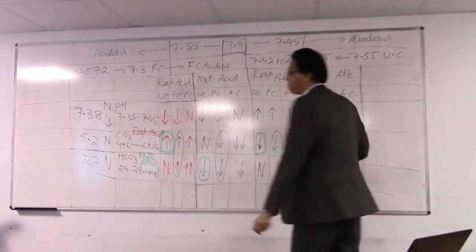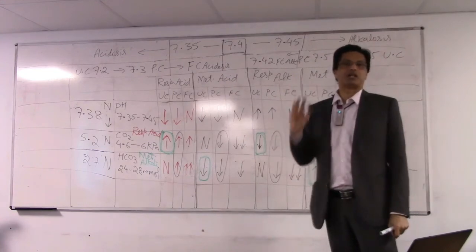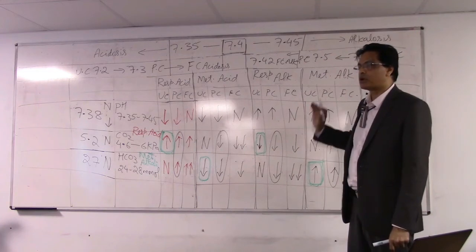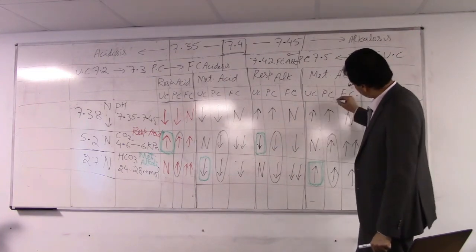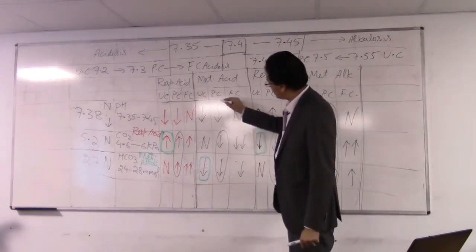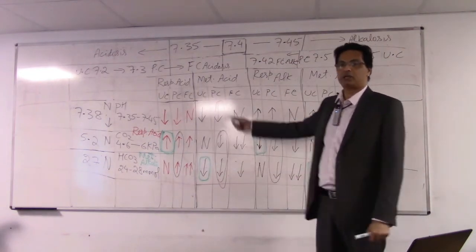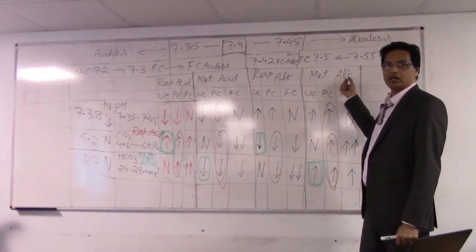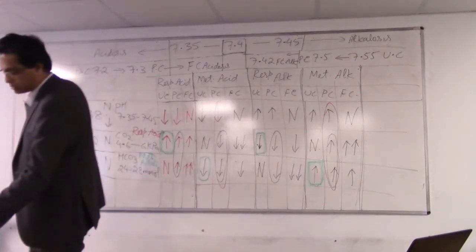Remember, in compensated metabolic conditions, all the 3 arrows will be up or all the 3 arrows will be down. Do you understand? If all the 3 arrows are down, that means metabolic acidosis. All the 3 arrows up means metabolic alkalosis. Easy to understand? So if you can't understand anything earlier, remember that.